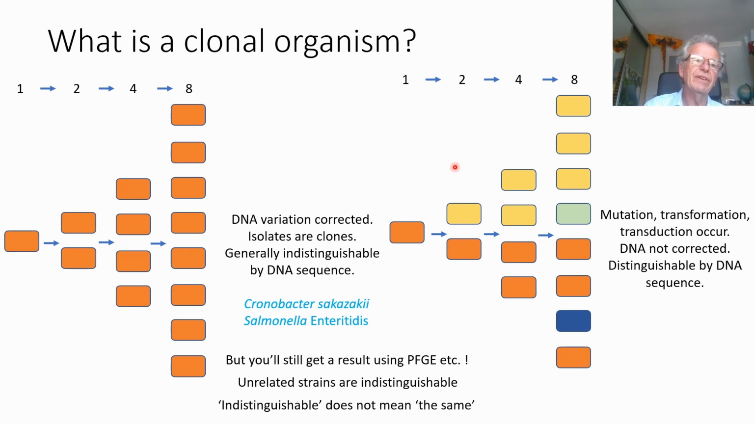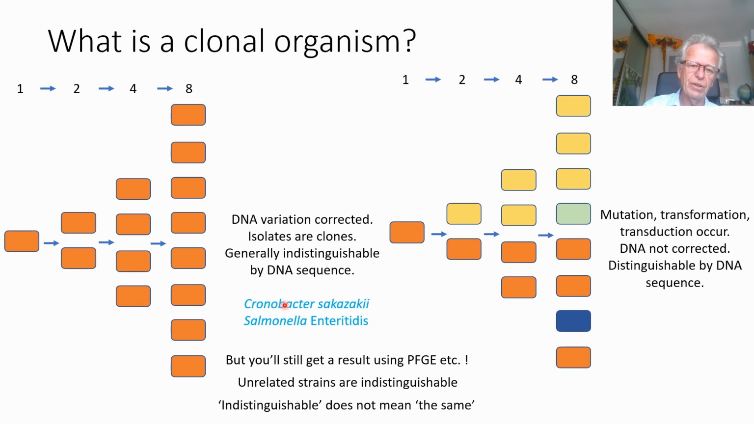I mentioned in the last video about a clonal organism. Again, this is something which is often overlooked. We pick up differences in DNA because of mutation, transformation, transduction, but if those mechanisms of change in DNA are corrected, and there's a restriction on the DNA that's inserted, then you get a clonal organism, which is essentially what you would get with 1, 2, 4, 8 divisions of microbes and so on.